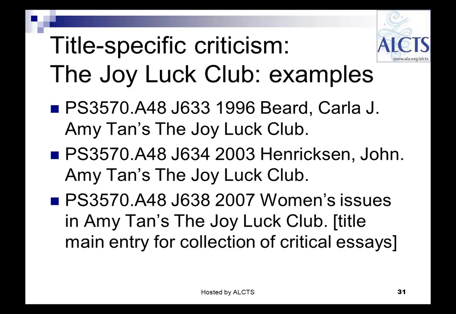Now this is very simplified because I obviously don't have all of the critical works on the Joy Luck Club that appear in the LC catalog. Suppose I wrote something on the Joy Luck Club and my surname begins with an F. I would want it to file between Beard and Henriksen. So we have J633 and J634. I would have to extend the J633 cutter, and I'd probably want to put it somewhere towards the middle, so I might end up with J6335. And as you can see, that second cutter can get pretty long, depending on how much is written about an individual title.